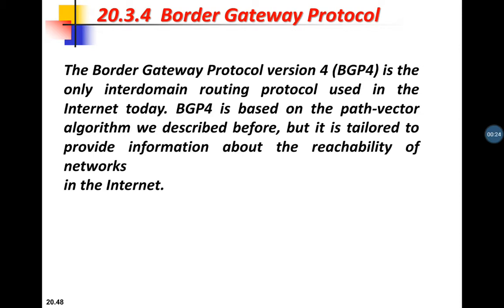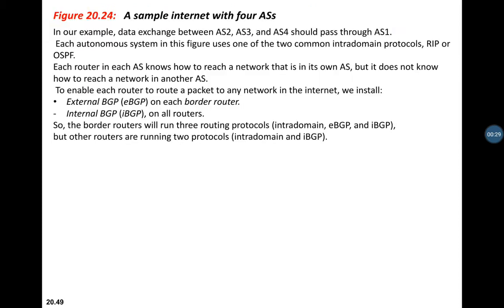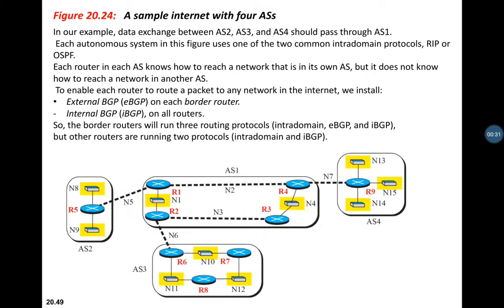It is an inter-domain routing protocol, based on the path vector routing algorithm, and we had taken an example which will be used throughout the Border Gateway Protocol explanation, where there is an internet which consists of four autonomous systems 1, 2, 3, 4. Data exchange between AS2, AS3, AS4 should pass through AS1. The three outer autonomous systems are the stub, and the inner one is the transient.